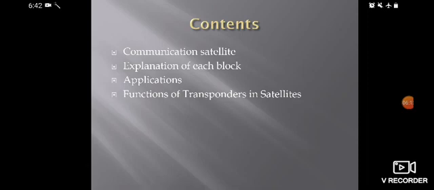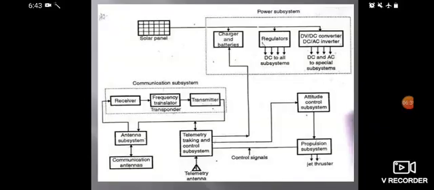So the first topic is communication satellites. The name already indicates that it is for communication purposes. So whenever a satellite is used, it is mainly used for communication between devices. Okay, so we have communication devices, that is mobile communication, all of which come under the communication satellite. Okay, so this is a block diagram of the communication satellite.